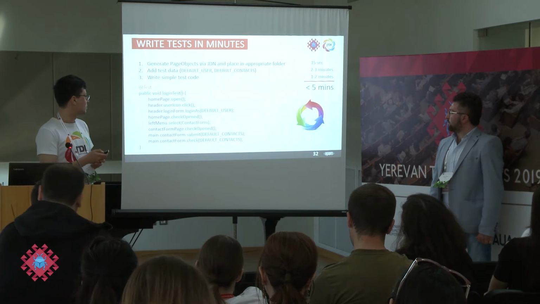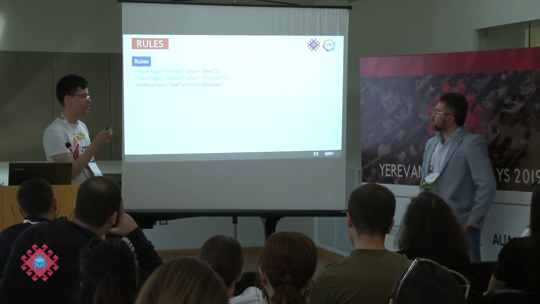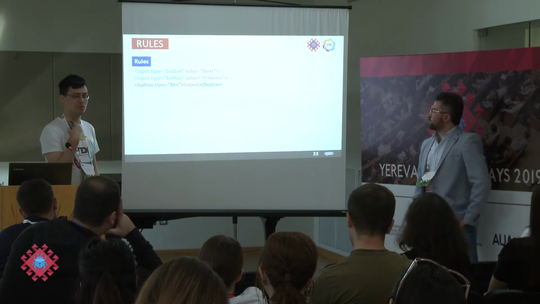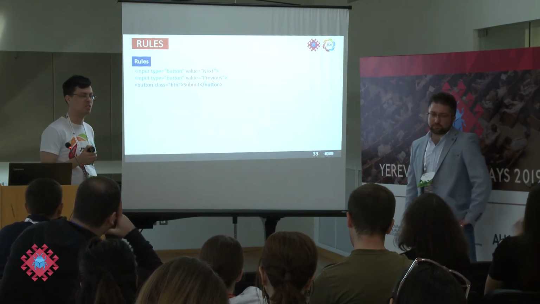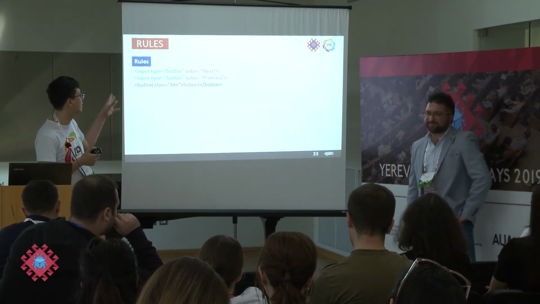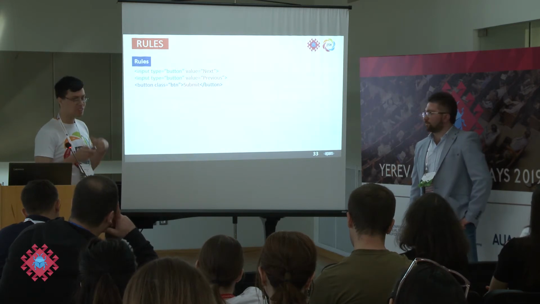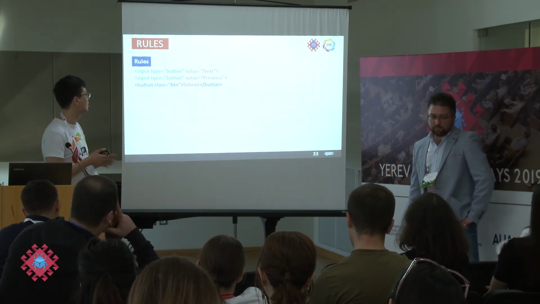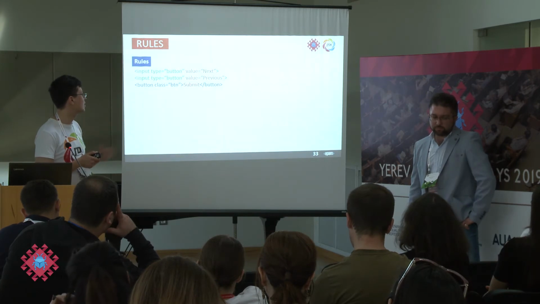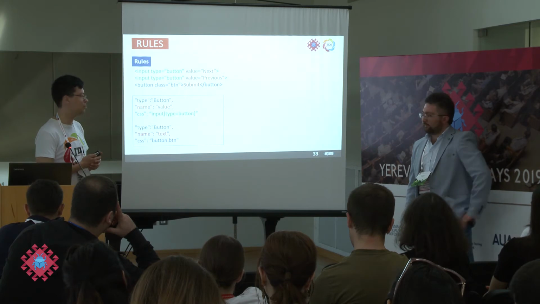And this is a scenario where we have something pretty simple and obvious. Just a few words about the rules by which the JDI page object generator will fetch the elements from the page. For example, we have in HTML these two types of buttons. One is an input type button, and one is a button class. We can create two rules for them.